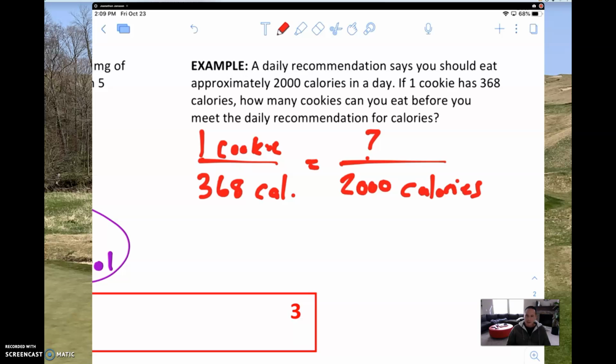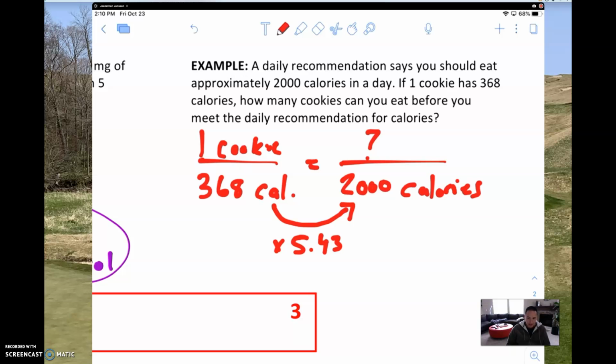And I want to figure out how many of those cookies, if you just eat cookies for the whole day, how many cookies until you reach that 2,000? So with these equivalent ratios, what you have to do is find what is multiplying to get from 368 all the way up to 2000. You could just divide, go backwards. So if we take 2000 and divide it by 368, we get 5.43. So to get from the left side to the right side, it was being multiplied by 5.43.